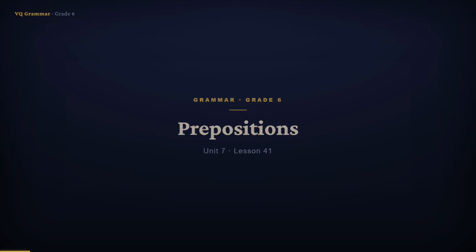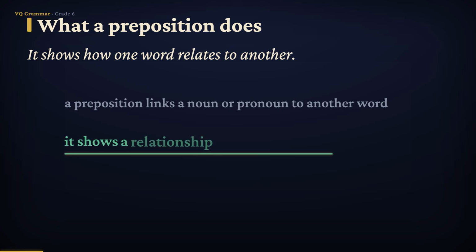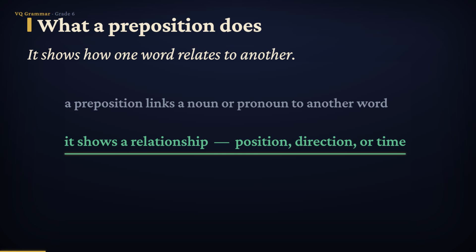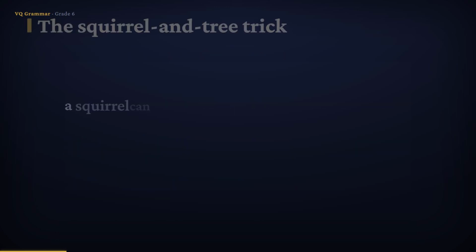Let's dig in. So, what exactly does a preposition do? A preposition is a word that links a noun or a pronoun to some other word in the sentence. In plain terms, it shows a relationship, often a position, a direction, or a time. Look at this. The cat slept under the table. That little word under tells you exactly how the cat relates to the table. It ties those two ideas together. Take the preposition away, and the picture falls apart.